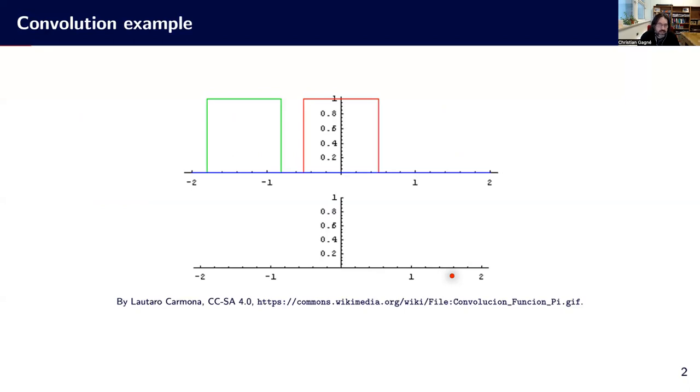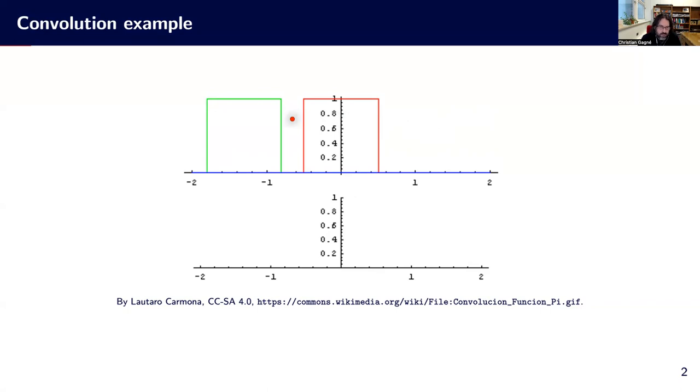So how does it look in practice? Let's say that we have a function f that is this green box, and we have the function g, which is this red box. We are convolving, so we will slide the box of function f over the function g, and we will compute the intersection of these two. This is how we are making the multiplication. Here, g is centered on zero and f is moving along the way.